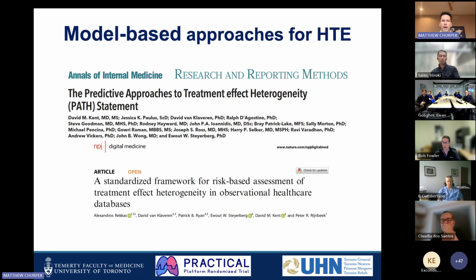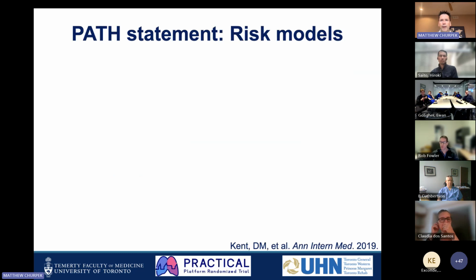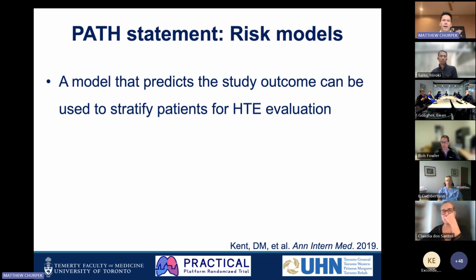There also is a related statement in terms of how can we identify heterogeneity of treatment effect in observational healthcare databases as well. So in the PATH statement, they separate into a couple model types. So the first model type are called risk models. So these are models that can predict the study outcome. And essentially, in other words, if, for example, the study outcome is mortality, you can use something like the Apache score, or the SOFA score, and then you can stratify your patients based on that model for HTE evaluation.